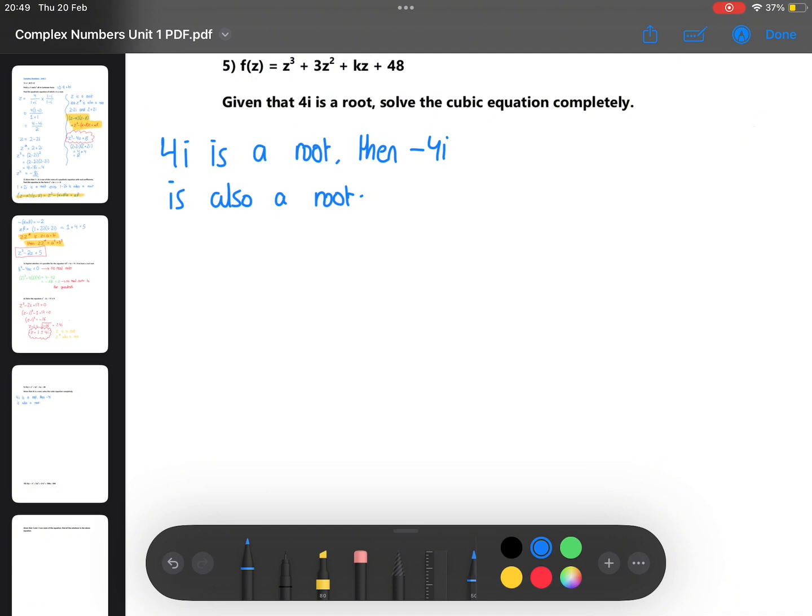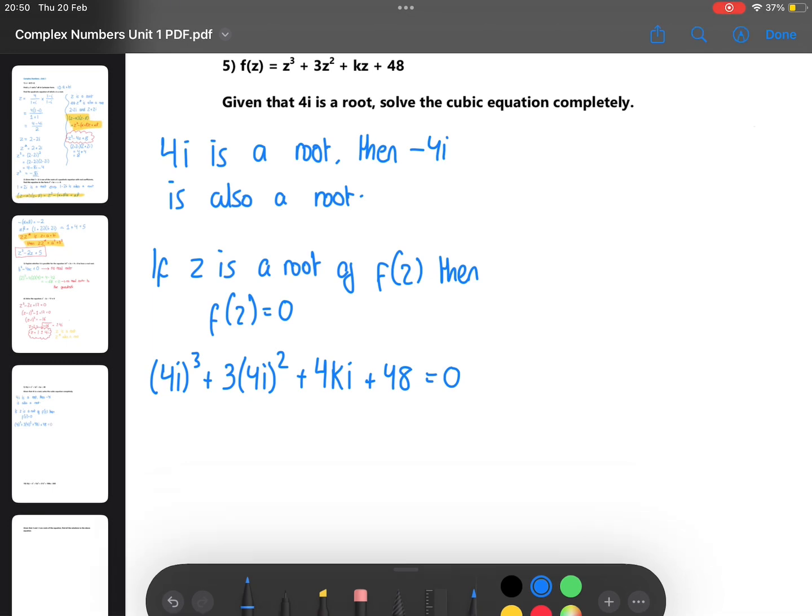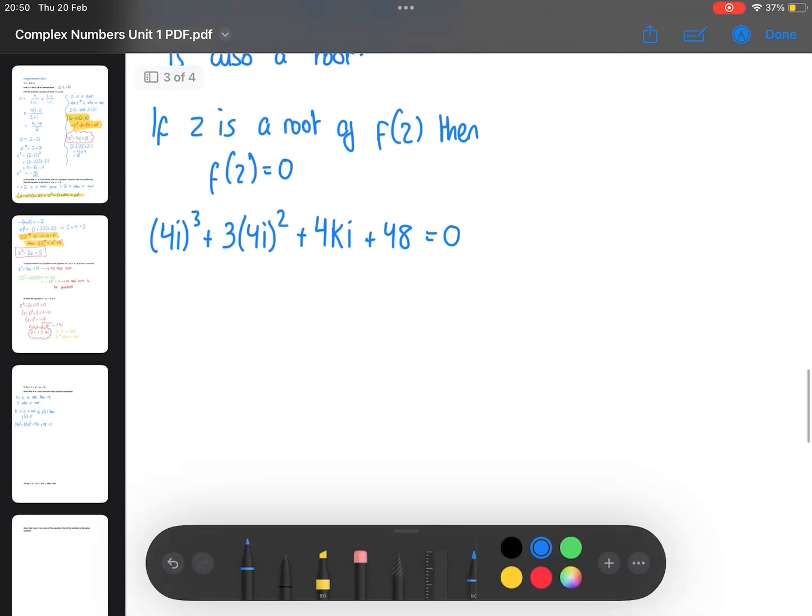But before we get onto any factorizing or anything like that, we just need to find out what k is. And for that, we're going to use the idea that if z is a root of f of z, then f of z equals 0. So we need to substitute 4i into the equation. Set it equal to 0 and then solve this for k, which should be a real number, by the way.